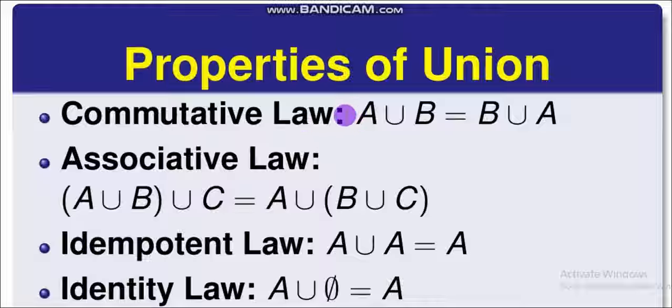Division is not commutative. Similarly, subtraction is also not commutative. 10 minus 6 will give me 4, but 6 minus 10 will give me minus 4. 4 and minus 4 are two different numbers, two different quantities. So it's not the same, but multiplication and addition are commutative.